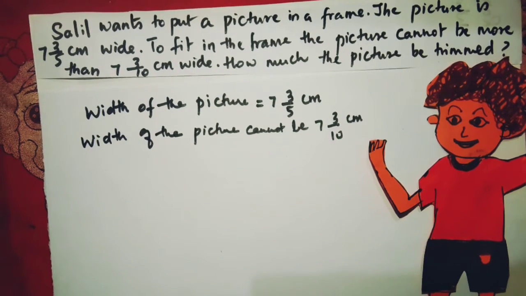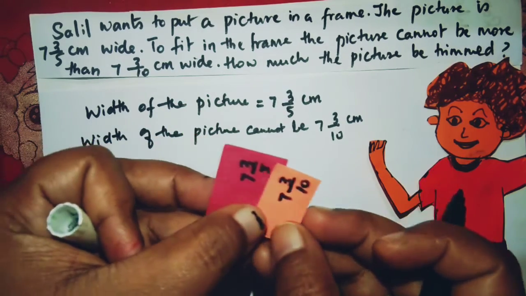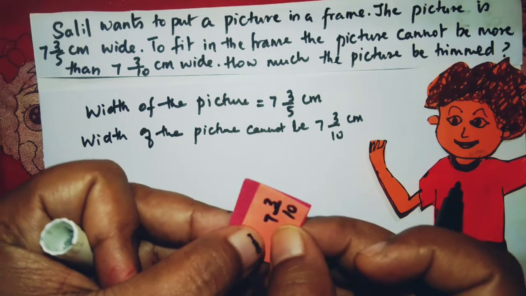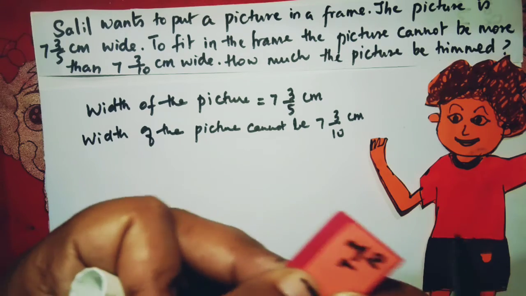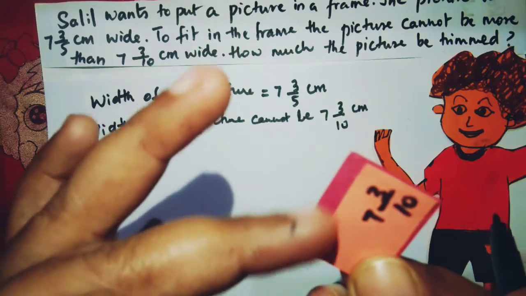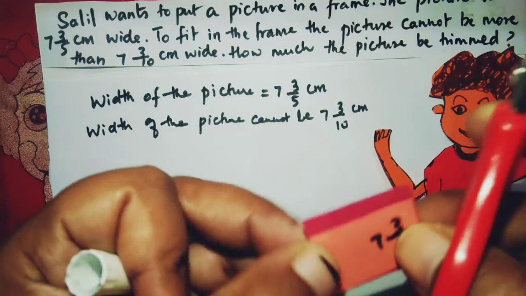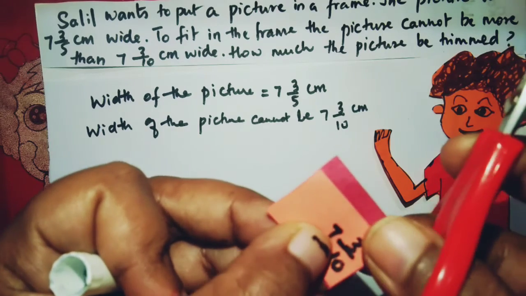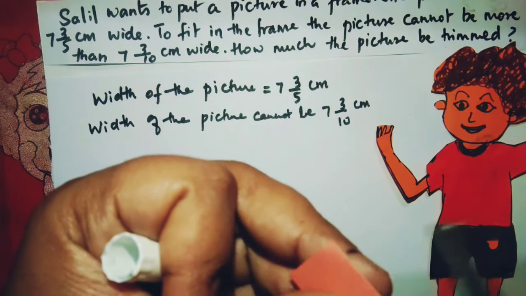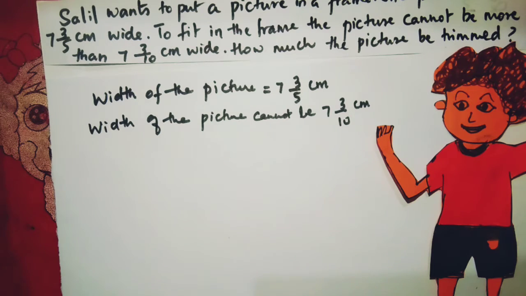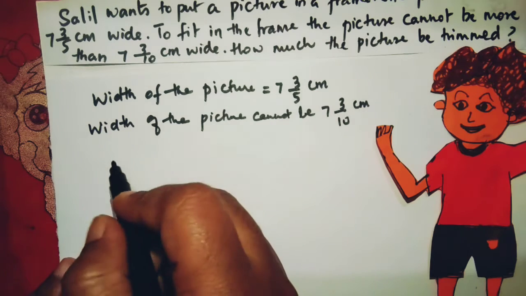So now both the widths, what you need to do? So here it is 7 3/5 and here it is 7 3/10. So now this should not be more than 7 3/10. So now this should be trimmed. So this part should be trimmed. If you want to trim this, you have to cut it out. If you want to cut it out, you can do it with paper like this, if it is given. But when we are solving the problem, when you are cutting it out, you need to subtract. How much should the picture be trimmed?